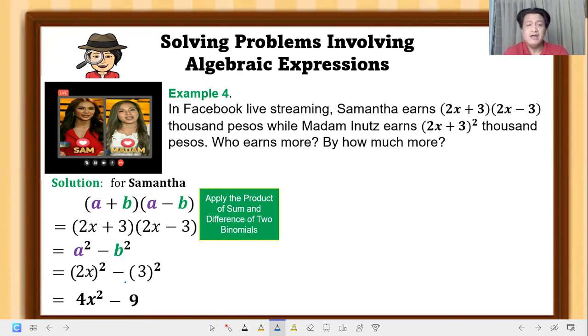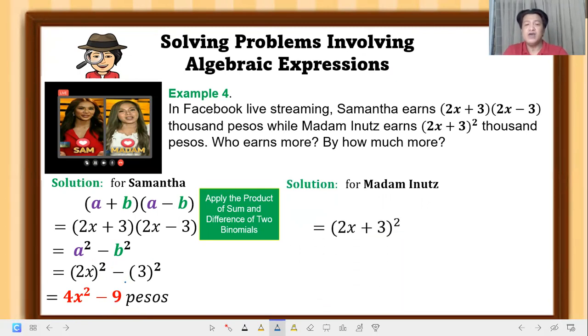So meaning to say, we have 4x squared minus 9 pesos. Yan yung na-earn ngayon ni Samantha doon sa pag-Facebook live streaming. Okay, isolve naman natin ngayon kay Madam Inuts. Okay, so ito yung kanyang na-earns. We have 2x plus 3 squared.